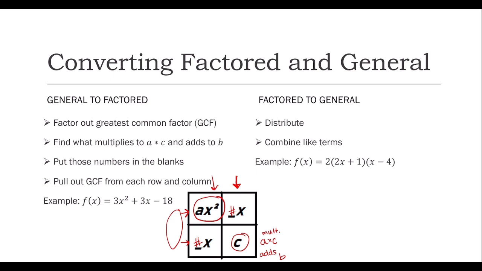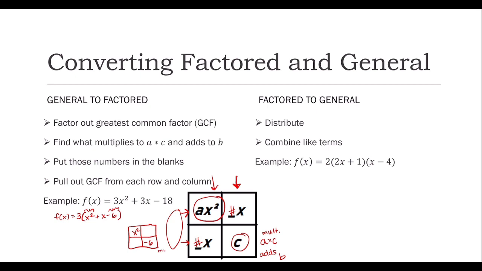So we'll start with this example. It says f of x equals 3x squared plus 3x minus 18. We have a greatest common factor of 3. So f of x equals 3 times x squared plus x minus 6. So we'll draw our box. In the top left corner, we'll put x squared, because that's our ax squared. In our bottom right corner, we'll have negative 6, because that's our c value.